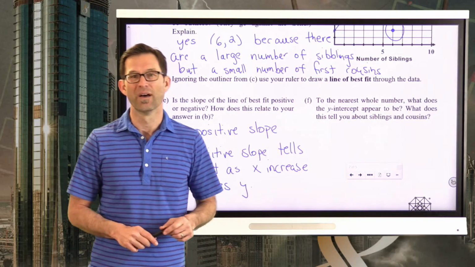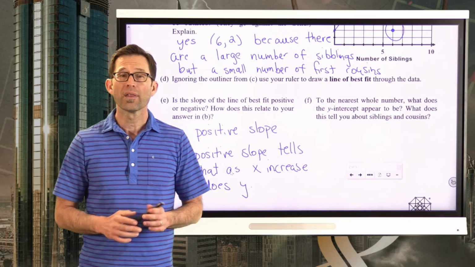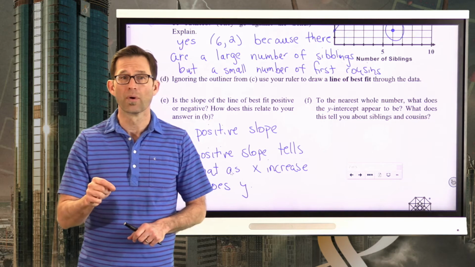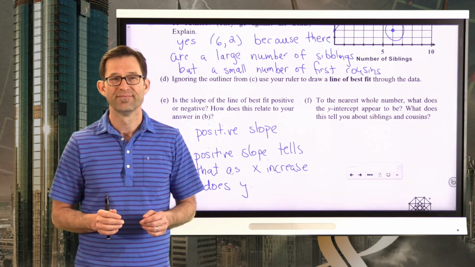Now let's take a look at letter F. To the nearest whole number, what does the y-intercept appear to be? What does this tell you about siblings and cousins? Well, I'd like you to pause the video now and tell me, to the nearest whole number, what is the y-intercept of your best fit line?